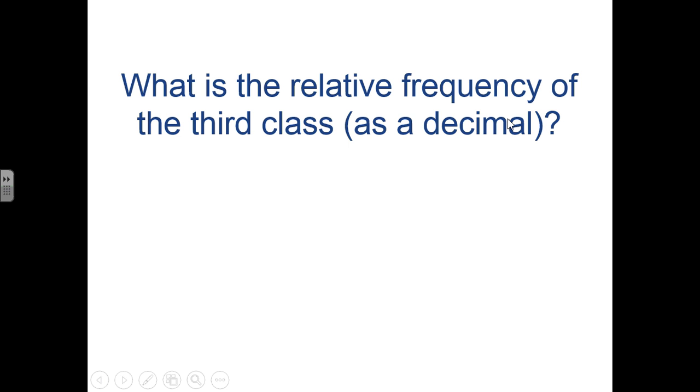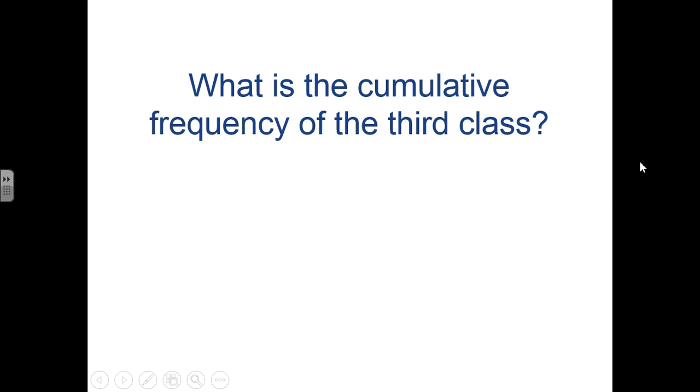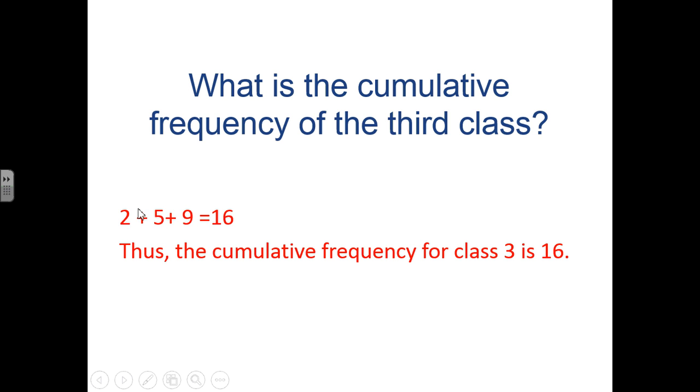What is the relative frequency of the third class? Write your answer as a decimal. Pause the lecture and answer that question. Well, it's 0.45 because the frequency for class 3 was 9. The total frequency, if you added up all of the 5 frequencies, you got 20. And 9 divided by 20 is 0.45. What is the cumulative frequency of the third class? Pause the lecture for a minute and answer that question. Well, the frequency of the first class plus the frequency of the second class plus the frequency of the third class is 16. Thus, the cumulative frequency for class 3 is 16.